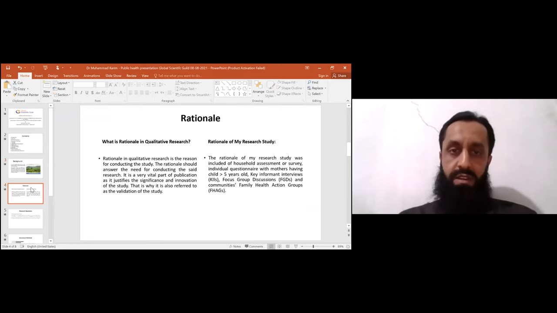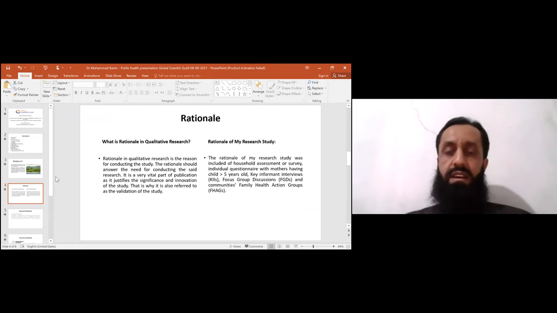So, the rationale of the study. What is rationale in qualitative research? As I mentioned earlier, my study was totally qualitative. The rationale is the reason for conducting the study. It should answer the need for conducting the research in the community. It is a very vital part of publication, as it justifies the significance and innovation of the study. That's why it's also referred to as the validation of the study.